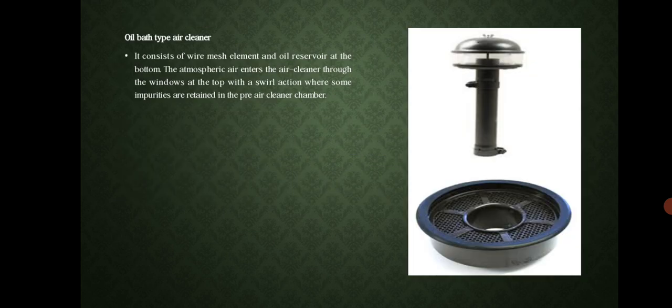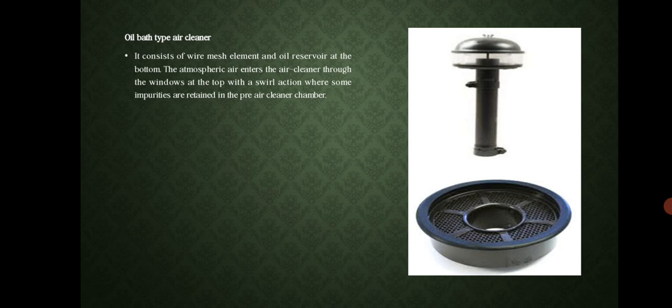Oil bath type air cleaner. It consists of a wire mesh element and an oil reservoir at the bottom. The atmospheric air enters the air cleaner through the window at the top with a spill action where some impurities are retained in the pre-air cleaner chamber. The air passes through the air duct to the surface of the oil bath and the air is reflected upward from the surface oil. The small impurities like dust and chaff etc. stick to the oil surface and are separated from the air.